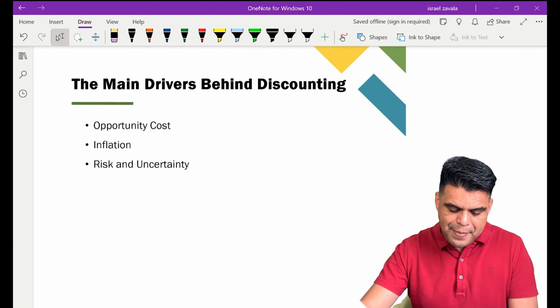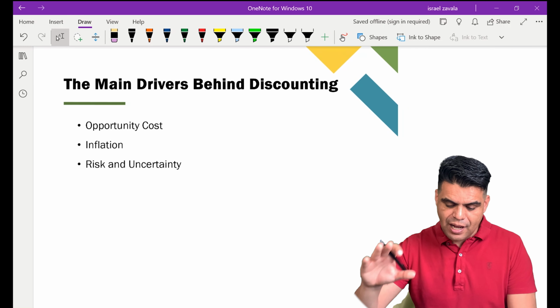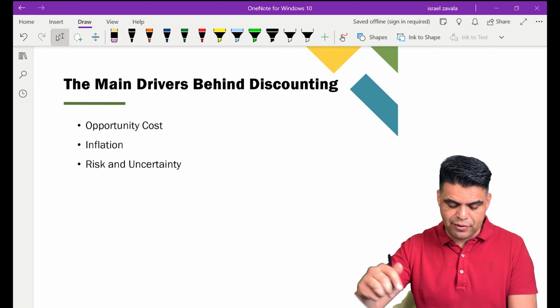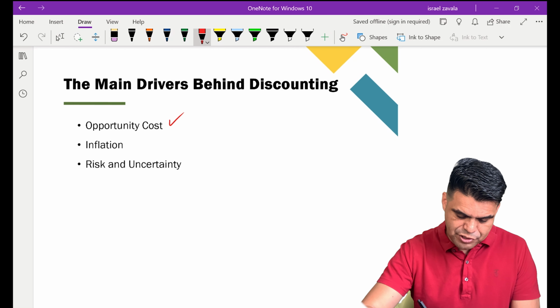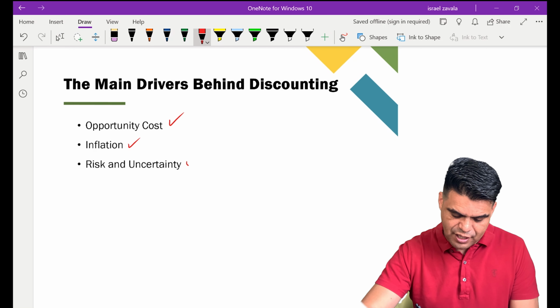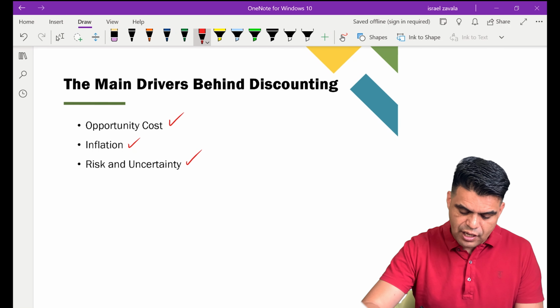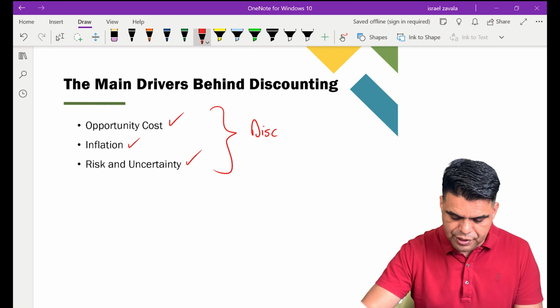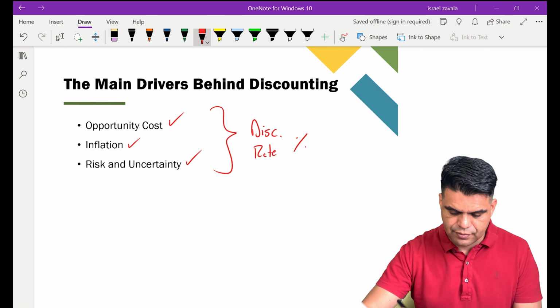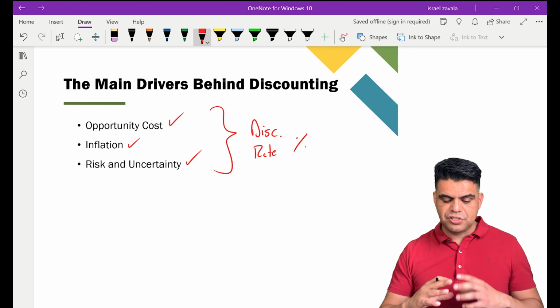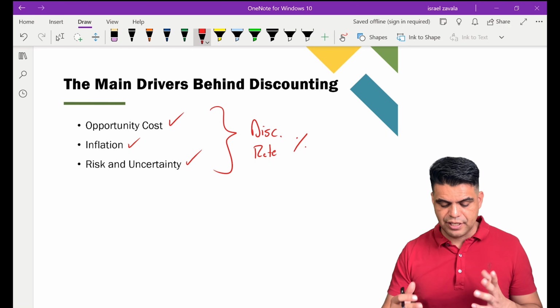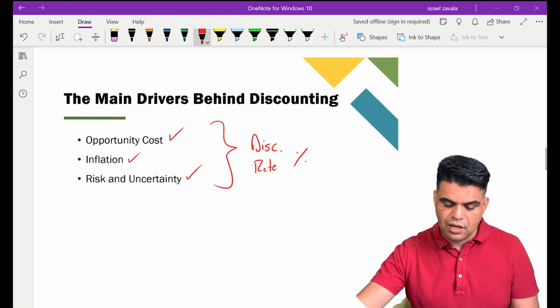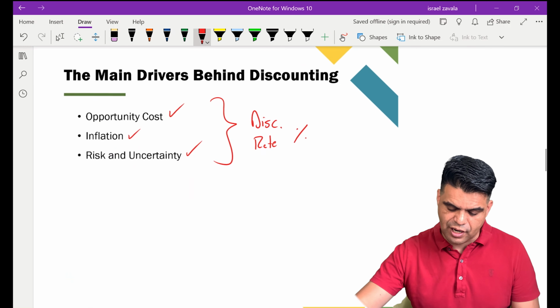So the main drivers behind discounting, remember my pyramid, right? They are opportunity cost, inflation, and risk and uncertainty. And we use these three inputs to come up with a discount rate, right? The opportunity costs are what I just mentioned, which we're going to talk a little bit more here.